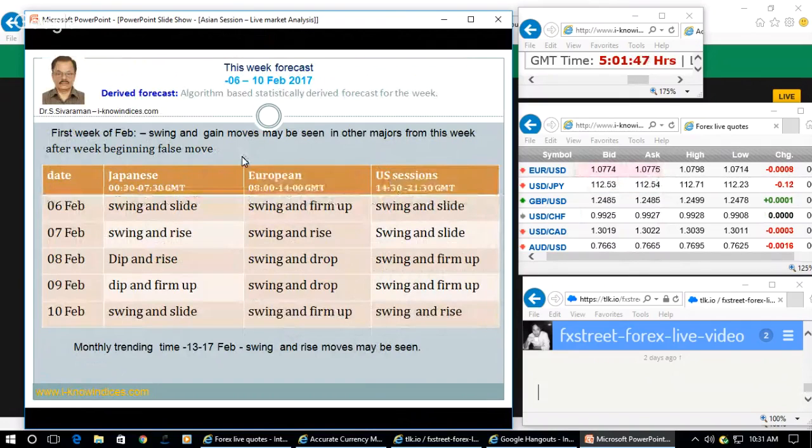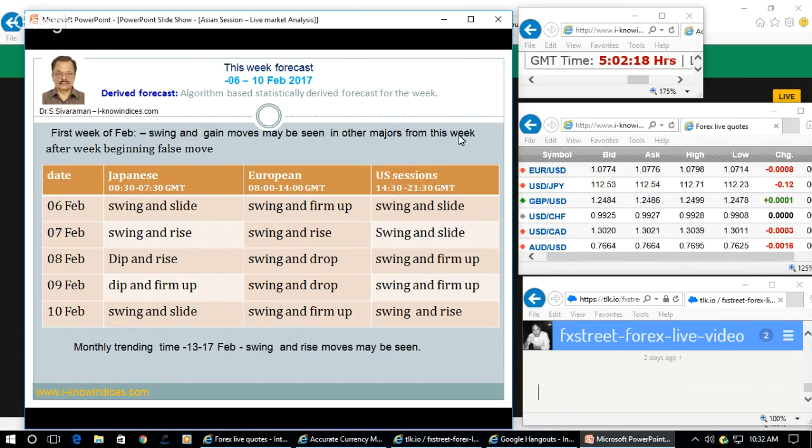This is the first week of February. Last week, as you have seen, 1st to 3rd of February, was falling in a week wherein the month of January gets over and the new month of February starts. So as a result, you have seen the monthly trend reversal move. The players made a very volatile move, swinging either way in the market. Now from the first week, 6th to 10th of February, they are expected to make the swing and gain moves in the market.